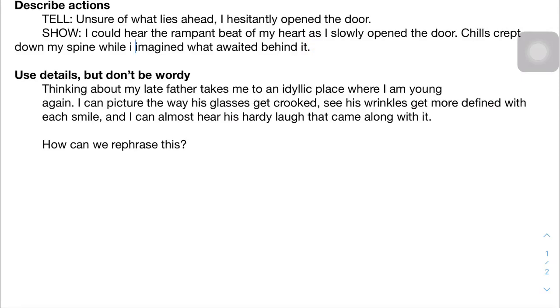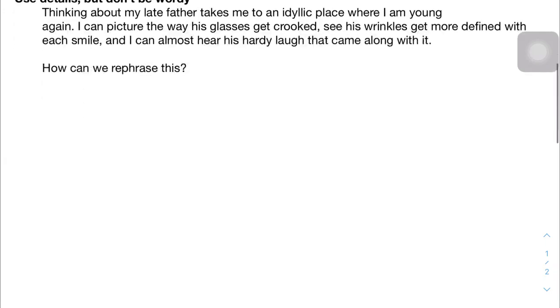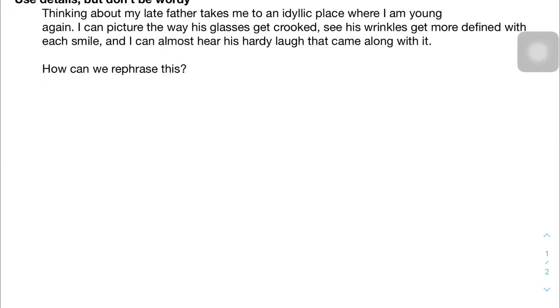Alright, and lastly, use details, but don't be wordy. So, the importance of details is that it describes it to your audience, but something that could happen is wordiness, so kind of over-explaining things, and this is something that I tend to have trouble with at times, so it's always good to practice.